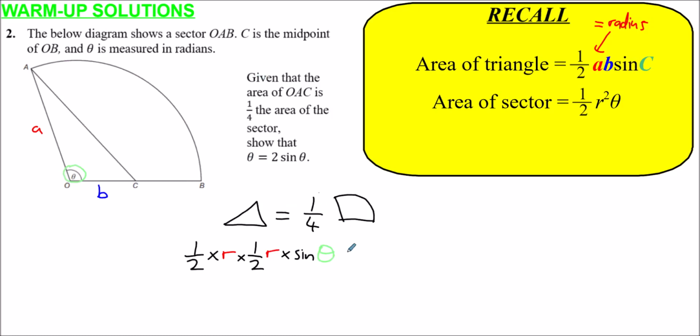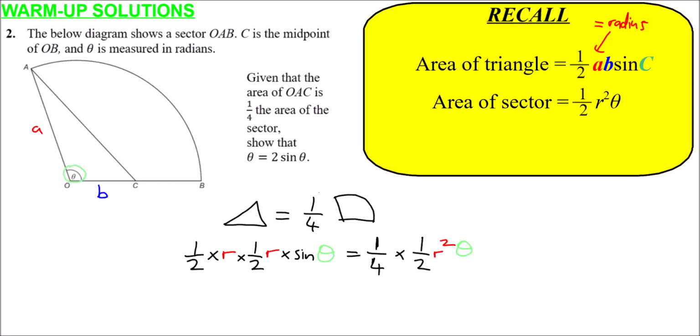And we're told that equals a quarter of the area of the sector. So the area of the sector is going to be a half r squared theta. So it's a quarter of half r squared theta. So that's what we have to begin with.